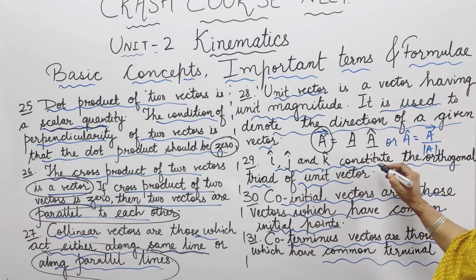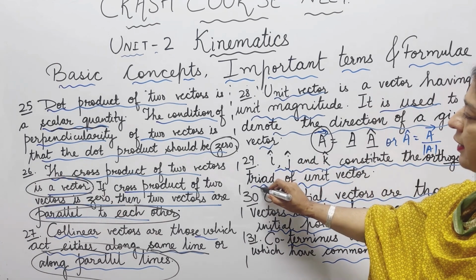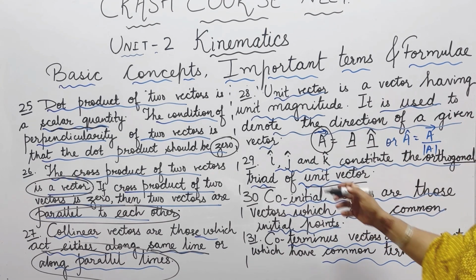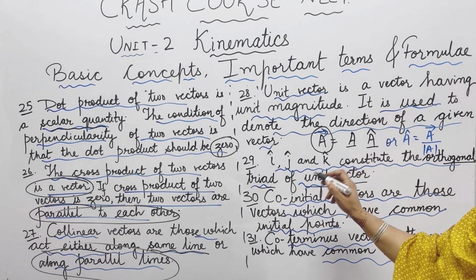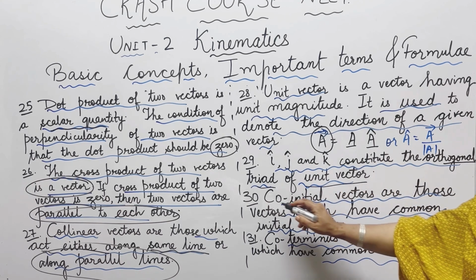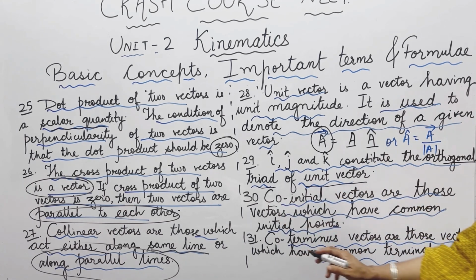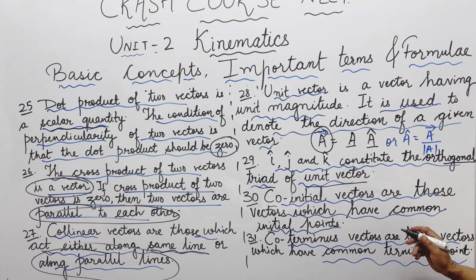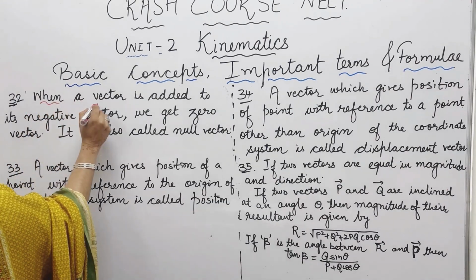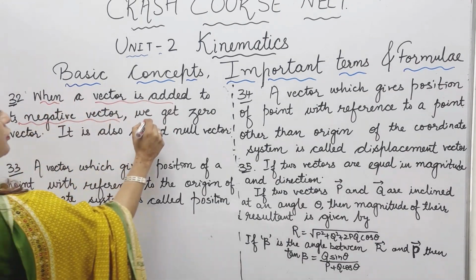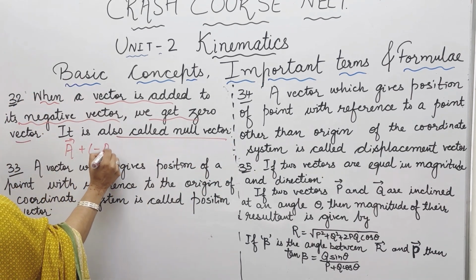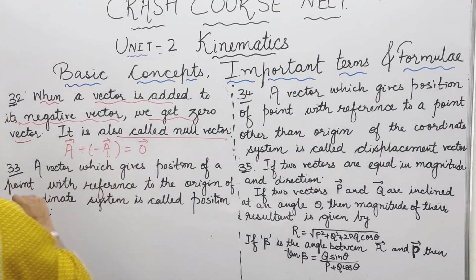i, j and k constitute the orthogonal triad of unit vectors. Orthogonal triad means a set of perpendicular vectors. So i, j, k are mutually perpendicular vectors. Co-initial vectors are those whose initial points are the same. Co means same, and the initial starting point is the same. Coterminous vectors are those that terminate at a single point. When a vector is added to its negative vector, we get 0. This is called a null vector. That is, vector A plus the negative of the vector gives 0, the null vector.